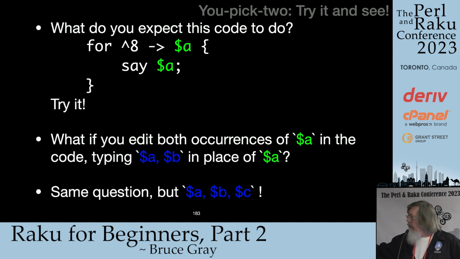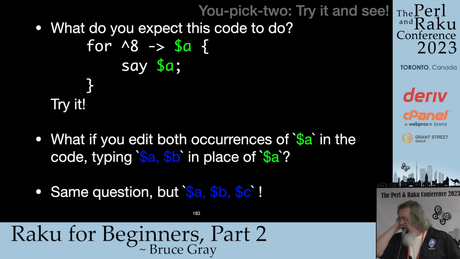And if I edited both of the $A's to be $A, $B, then what would it say? We didn't really cover that. We didn't talk about what it's going to do if that arrow block has multiple parameters. Anybody have a guess? Yes, sir. Pairs of integers. So, yes. 0, 1, then 2, 3, then 4, 5. It doesn't back up. We do have a way to do that. It's called rotor. But it takes them 2 at a time.